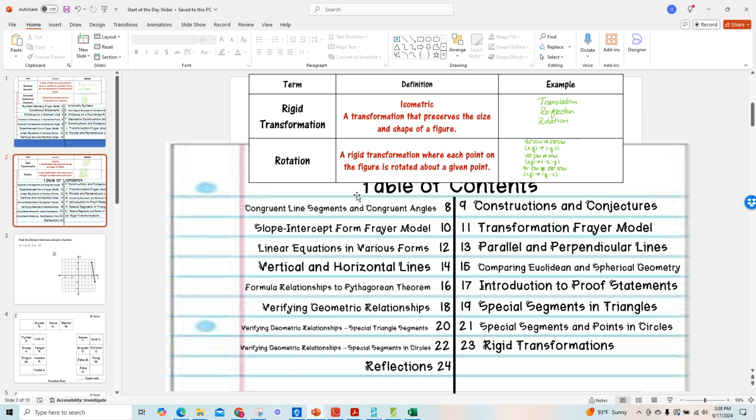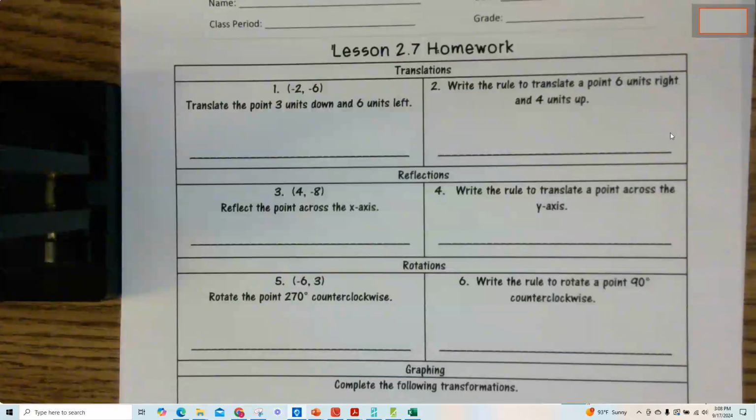Okay, and we're doing the basic transformations today. Basic translation, basic reflections, basic rotations. Okay? Starting tomorrow, we're going to do the high school geometry, reflections and rotations. Okay? So this is kind of the easy stuff, just to refresh from what we did 8th grade year. All right. So number 1 says translate the point 3 units down and 6 units left.